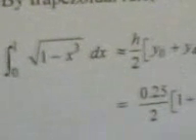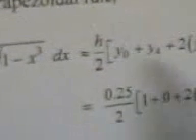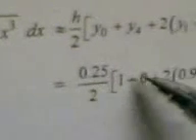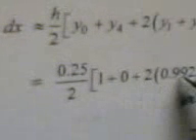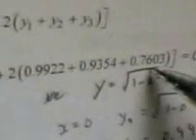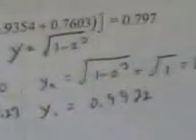Look, by the trapezoidal rule, the integral of square root of 1 minus x cubed is h over 2. This is the formula for the trapezoidal rule: y0 plus y4 plus 2 times y1 plus y2 plus y3. The h value is 0.25 over 2. And then we substitute the numbers, 0.9922 is equal to y1, and this is y2, this is y3, and that would give you 0.797.